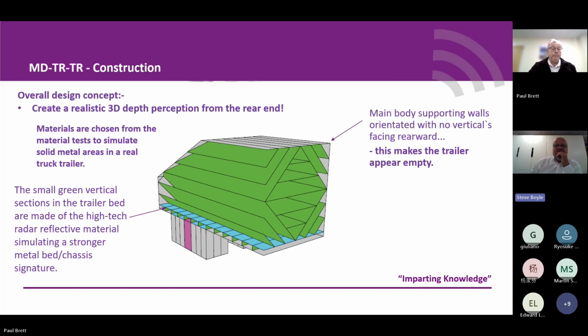So you can see here, there are very small green sections of high-tech material, and these build up the layers in the bed to give the bed of the actual trailer the strength of signal that it needs. And the main supporting walls, as you can see here, are not facing to the rear. They're facing sideways so that the signal appears to be empty. So that what you've got is in effect an empty trailer.